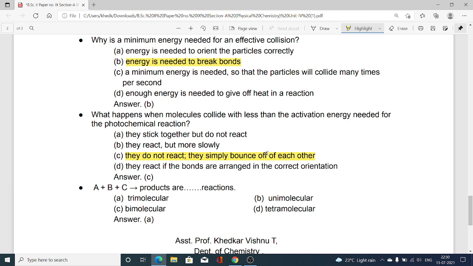Whenever the molecules are colliding with each other with less energy than that of the activation energy, they do not react. Activation energy is the minimum amount of energy required to react the reactants for the formation of product. That minimum amount of energy to react the reactants or to overcome the obstacle of the reaction is called activation energy. And whenever the molecules are colliding with each other with less than that activation energy, then they do not react. They simply bounce off each other, and hence option C is correct one.